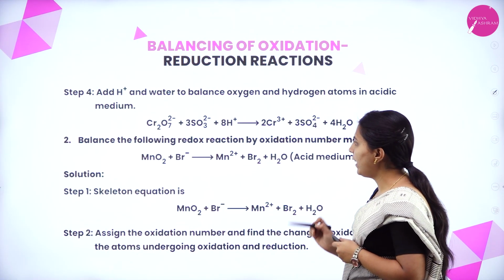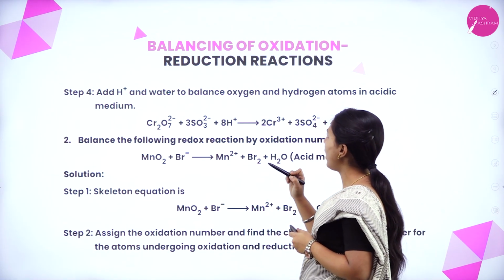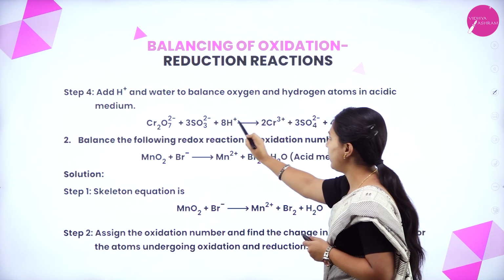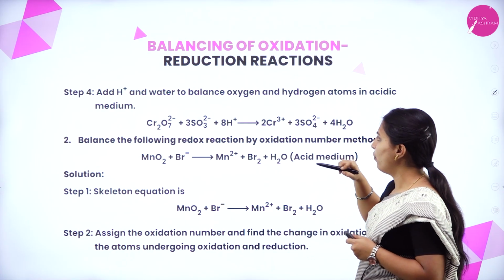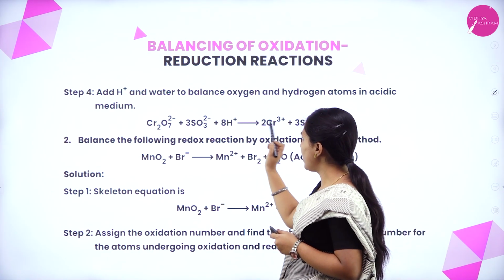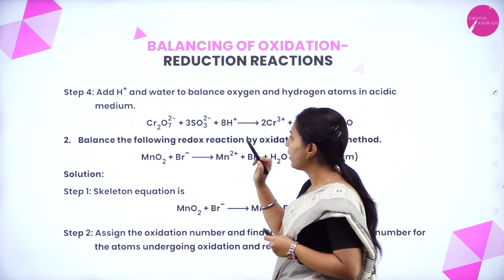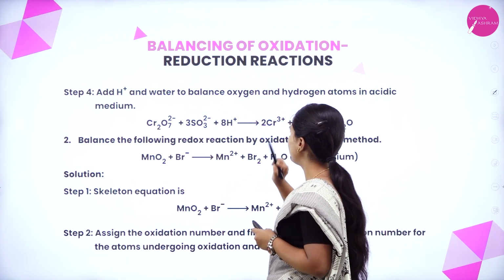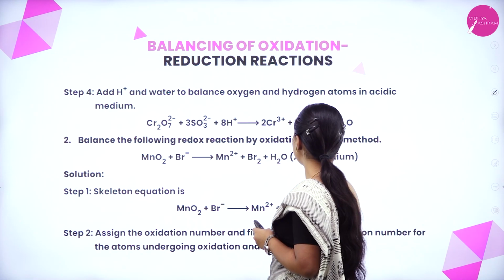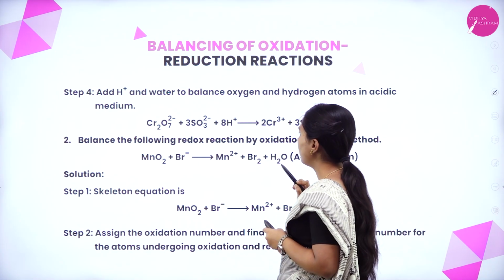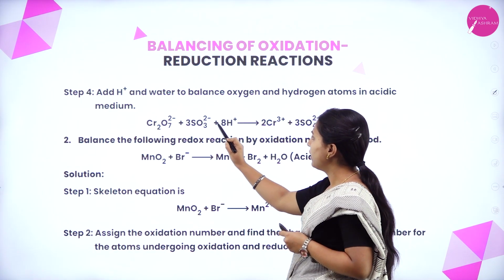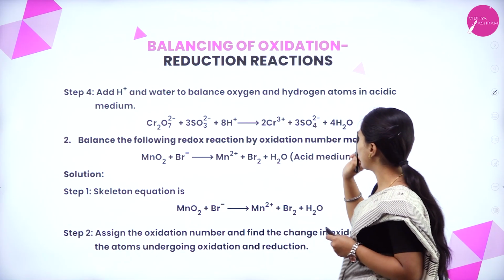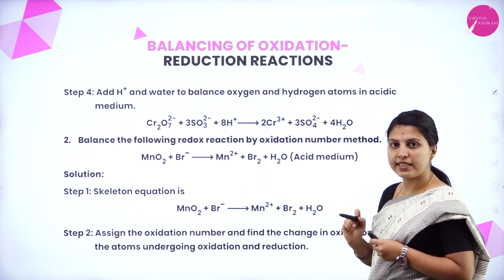Next, add H+ and water to balance oxygen and hydrogen. They have added H+ and also water. After adding H+ and H2O, see here 2 Cr, oxygen here also, oxygen 4 plus here, and hydrogen is also present here, since it is acid medium.